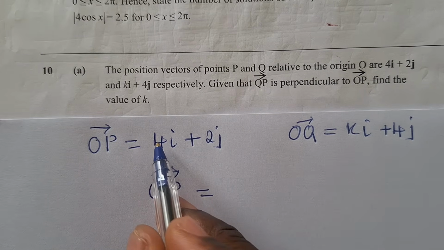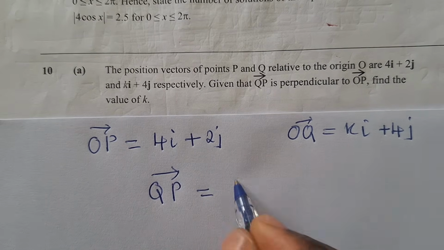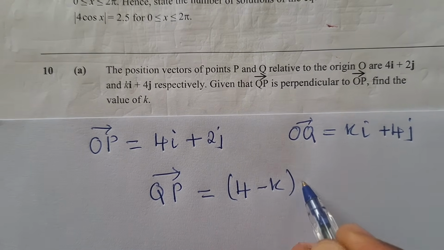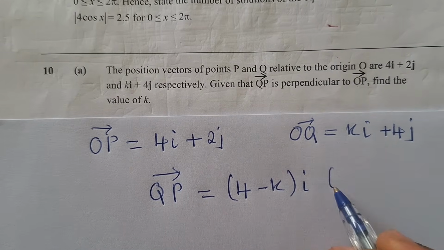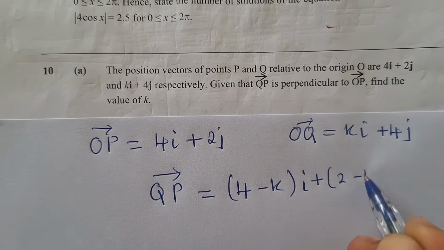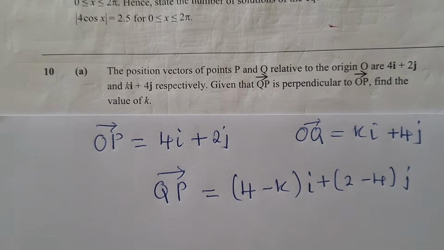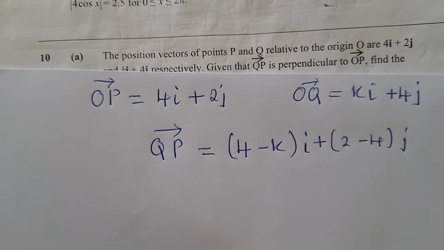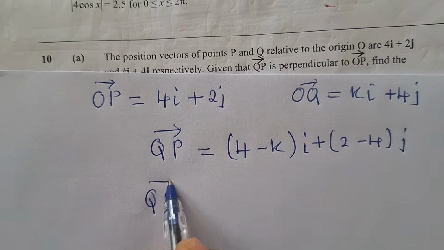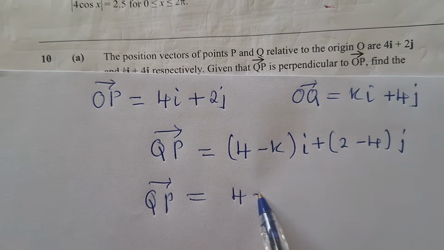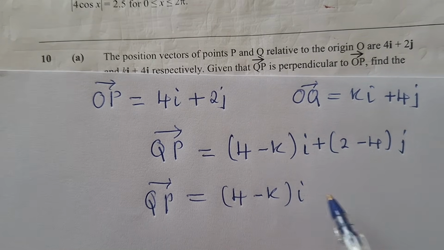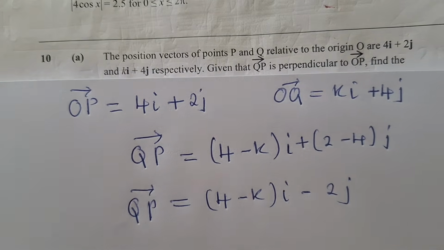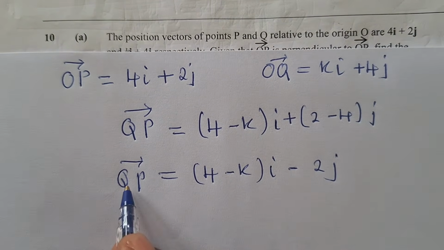So vector QP to be found, we are just going to start with this P. So we'll be saying P minus Q. So it will be 4 minus k, and here this is our i. Our j to be 2 minus 4. This is our j. Hopefully you've seen what I'm doing. This minus this for the i's, and then this minus this. We simplify, QP will simply be equal to 4 minus k i minus 2j, because 2 minus 4 will give us a minus 2. We found our vector QP.